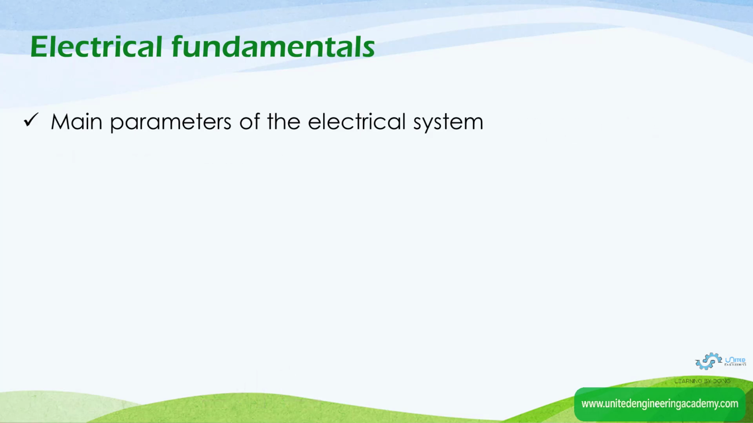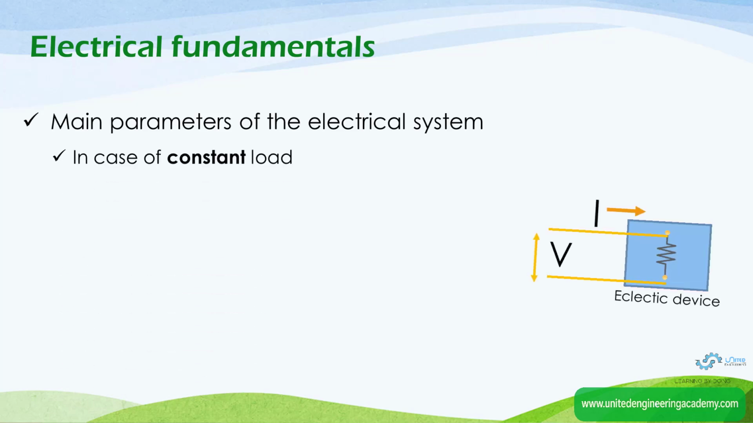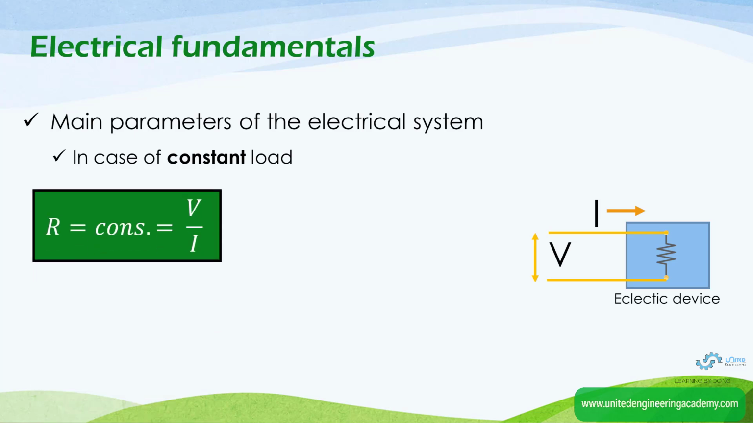Now the second case: an electric load that consumes the power. We are not talking about the electric power source that supplies the power, but about the load or the device that consumes the power. In this condition, we have a constant load, so the resistance or impedance is constant, and its relation is the voltage over the current. To keep a constant resistance, when the voltage increases, the current must increase. So in the case of constant load, the voltage is directly proportional to the current.